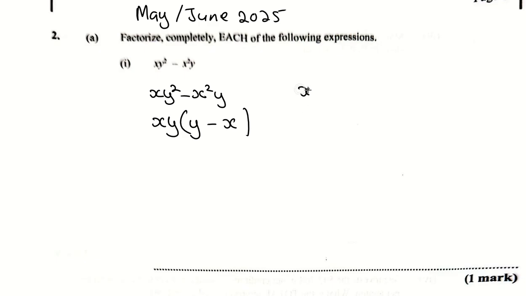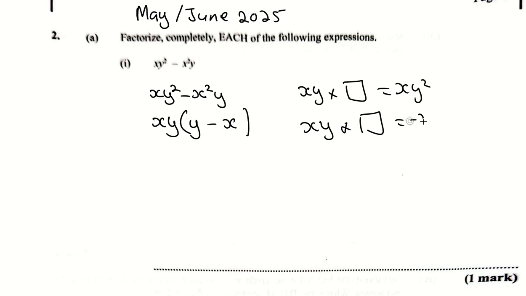Right? Or you could do it like this. Xy multiplied by what would give you xy squared, and xy multiplied by what would give you minus x squared y. We know this is y, and we know this would be negative x. Whatever's in the boxes will be the terms that are supposed to go in your brackets. Alright, let's go on to another question. They said to factorize completely.